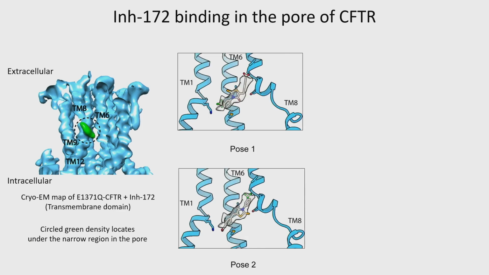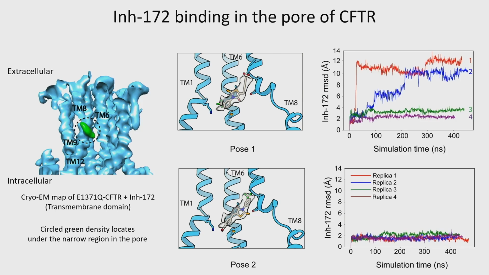But when I tried to build the drug into the density, I found that the drug can fit in there in two poses. To find out which pose is more favored, we turned to MD simulation. In the MD simulation, you can see for pose 1, in some experiments, the drug is not very stable. It moves away from the density. But with pose 2, the drug is very stable when it binds there. So we think that pose 2 is much more favored.